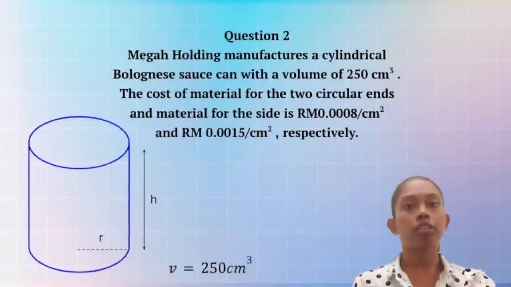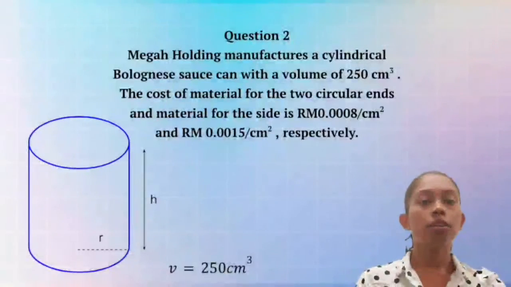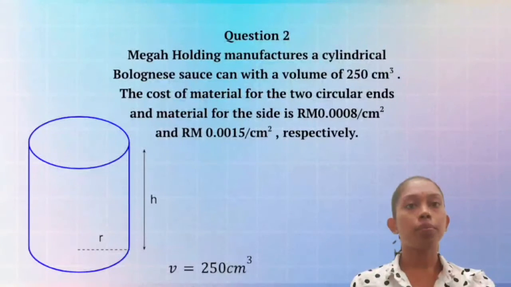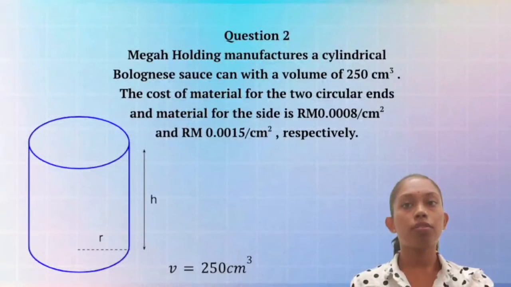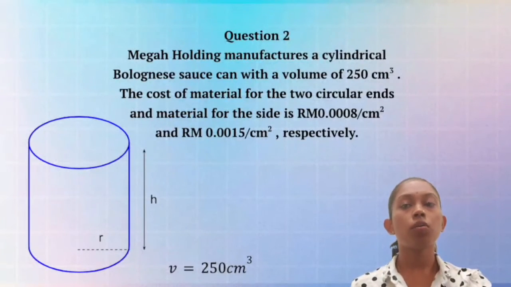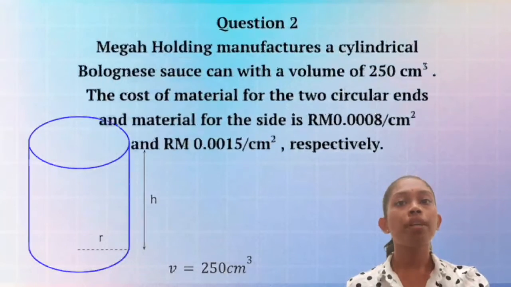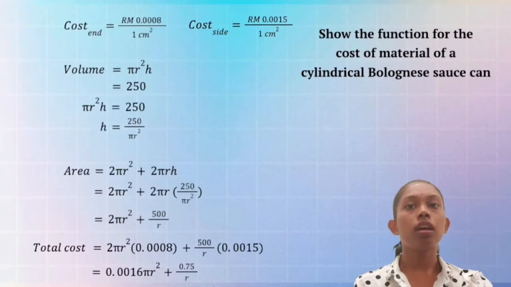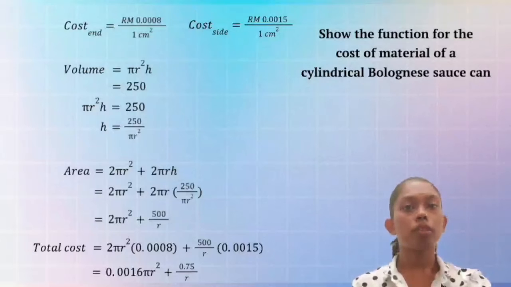Mega Holding manufactures a cylindrical Bolognese sauce can with a volume of 250 cm cube. The cost of material for the two circular ends and material for the side is Rm 0.008 over cm square and Rm 0.0015 over cm square respectively. Based on the figure, show the function for the cost of material of a cylindrical Bolognese sauce can.